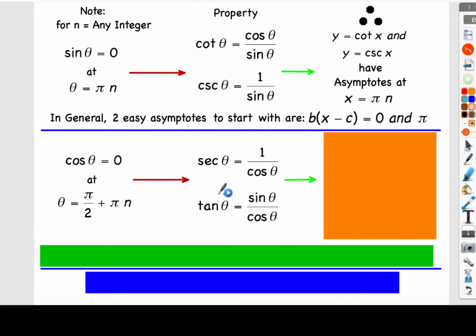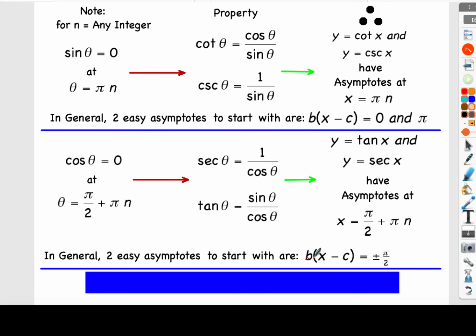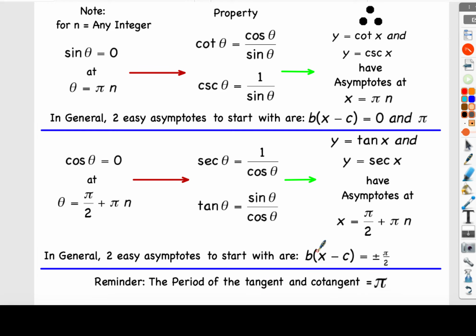Same idea for the tangent. Again, anywhere the cosine would have been 0, we get asymptotes. So that's why we're going to get those at pi over 2. And again, plus pi n, right? Every pi units down the road. And again, that also shifts or stretches according to the horizontal changes. One last thing to remember, again, as we noted earlier, the period of the tangent and the cotangent is different than everything else. It's going to be pi units on there.